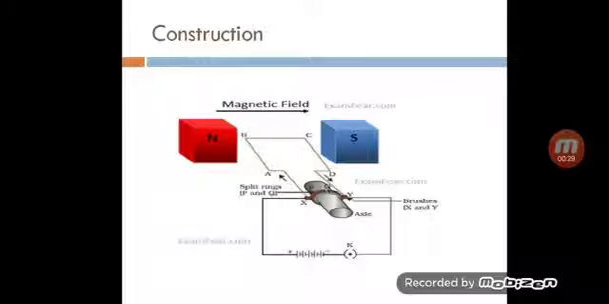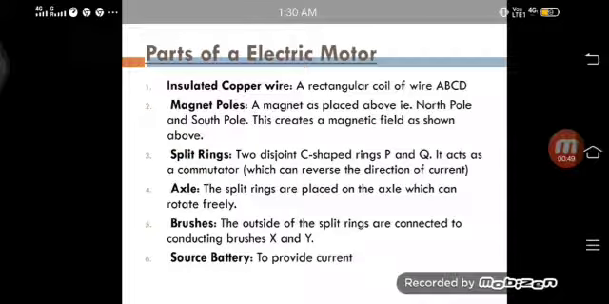P and Q are the split rings or commutator. These are the split or disjoint C-shaped rings. X and Y are the two brushes which make the contact with the external circuit through the battery. Now the parts in detail.